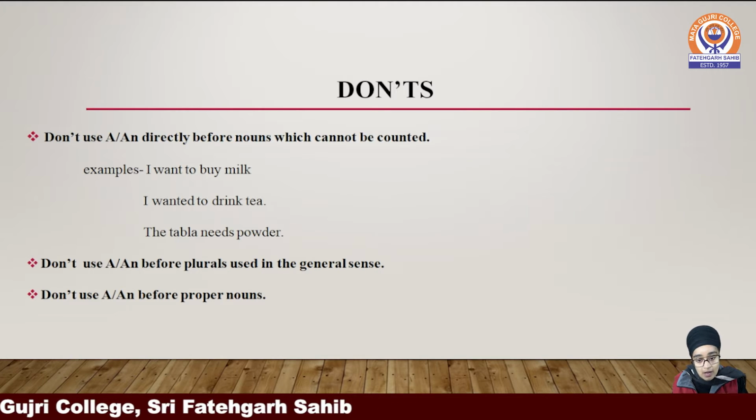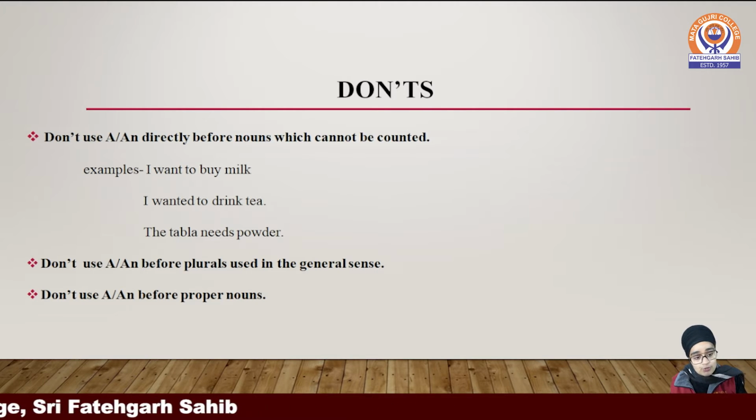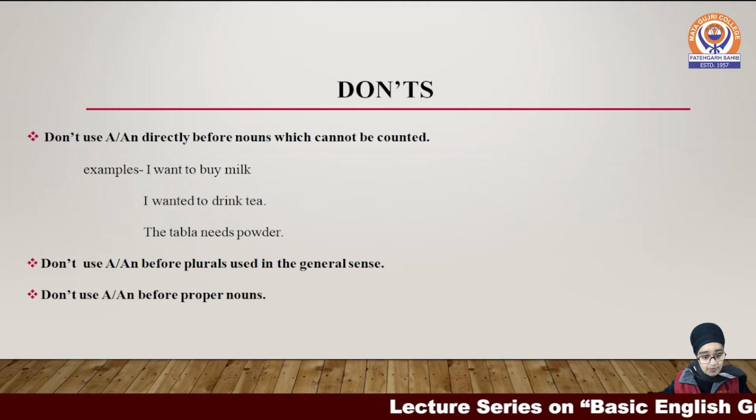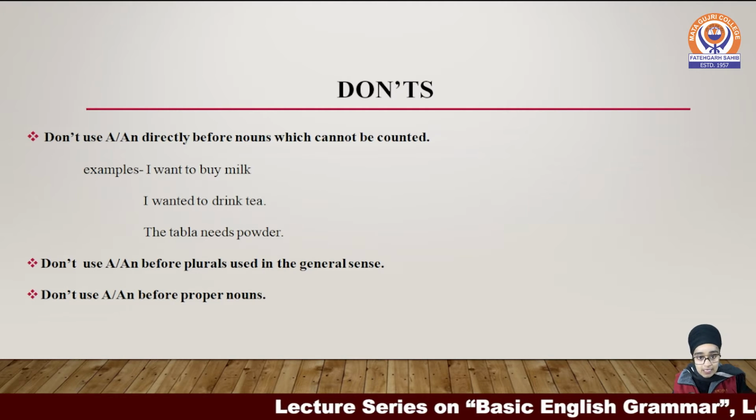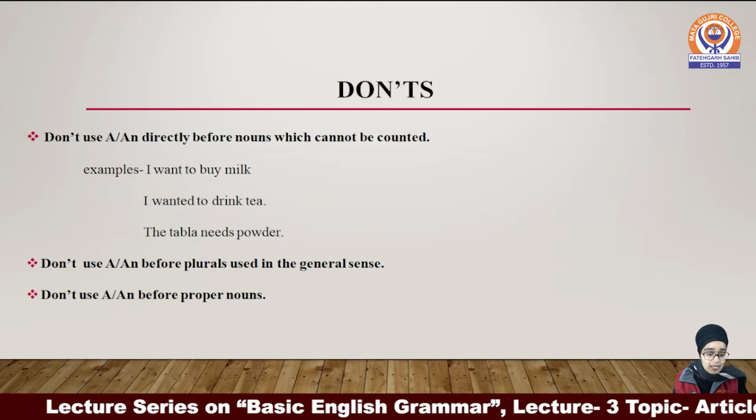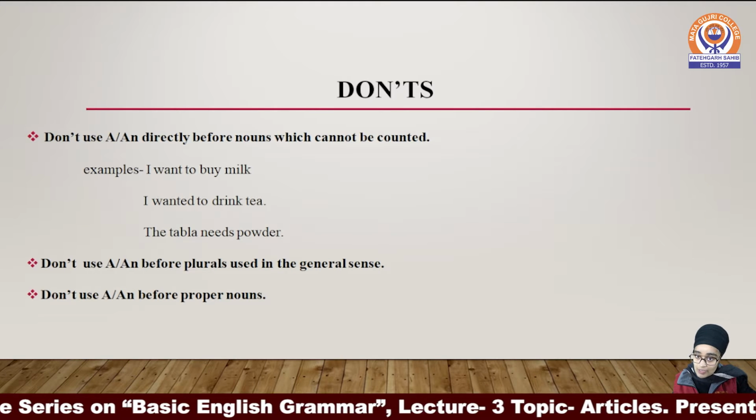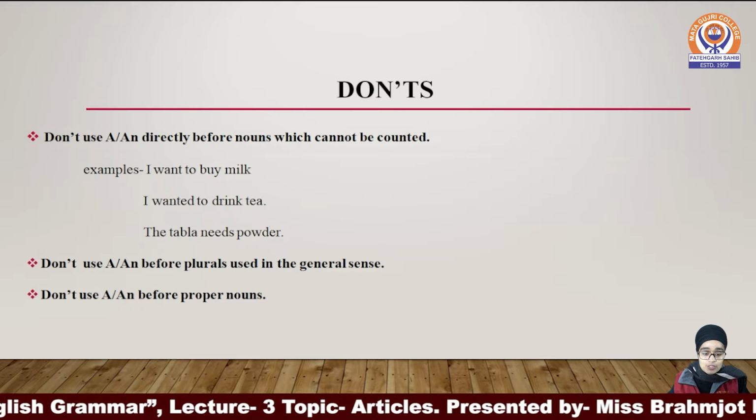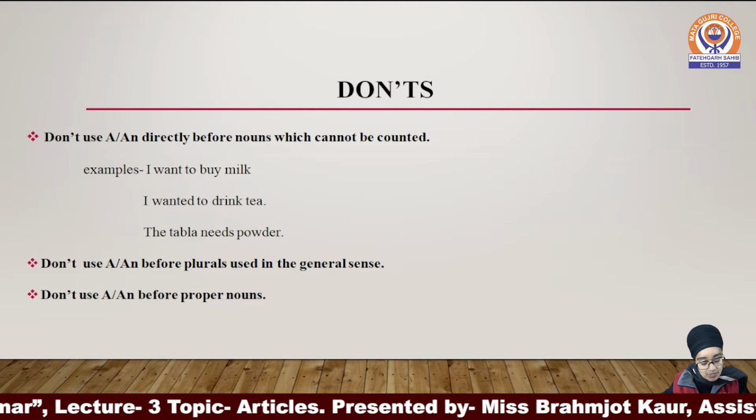Now there are a few don'ts. You don't use a and an directly before nouns which cannot be counted. That is, before uncountable nouns. Examples: I want to buy milk. You cannot say a milk because milk is uncountable. On the other hand, you can say I want to buy a packet of milk, a unit of something. You cannot say I want to drink a tea because it is uncountable. So I wanted to drink tea, but I can say I wanted to drink a cup of tea, a measurable thing.